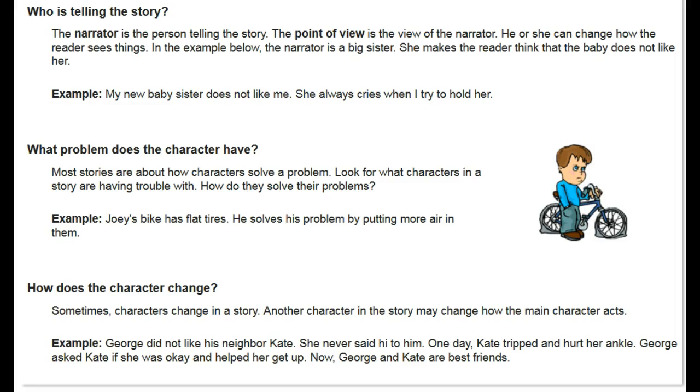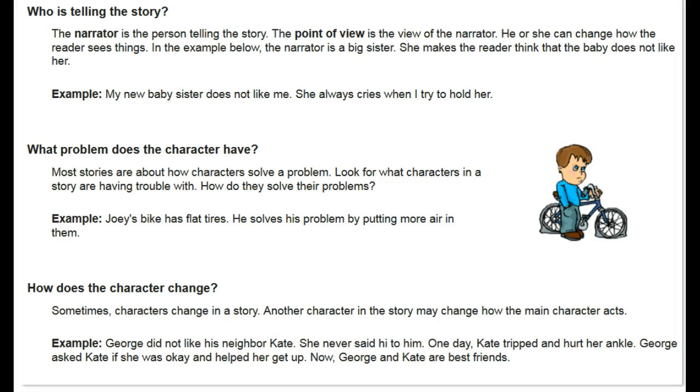Who is telling the story? The narrator is the person telling the story. The point of view is the view of the narrator. He or she can change how the reader sees things. In the example below, the narrator is a big sister. She makes the reader think that the baby does not like her. Example: "My new baby sister does not like me. She always cries when I try to hold her."